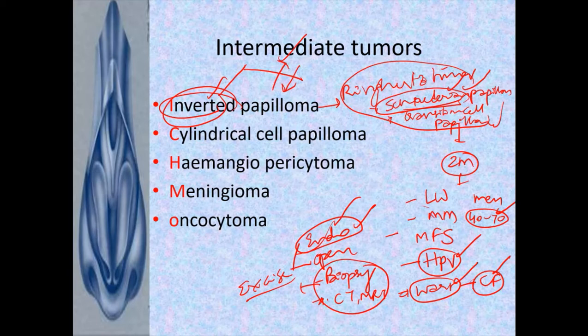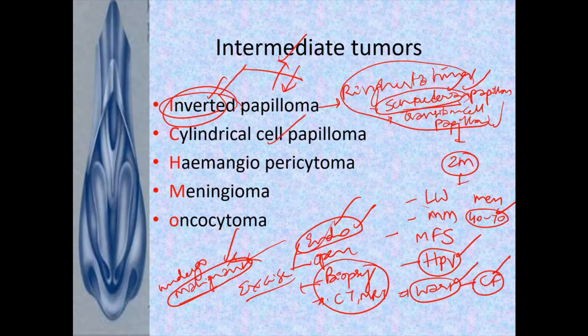The most important point in this is that it is a pre-malignant condition. It can undergo malignant transformation. Sometimes they seem to be benign and undergo malignant transformation. It can form a malignant tumor, and recurrence is also there. Sometimes you need to go for radiotherapy.